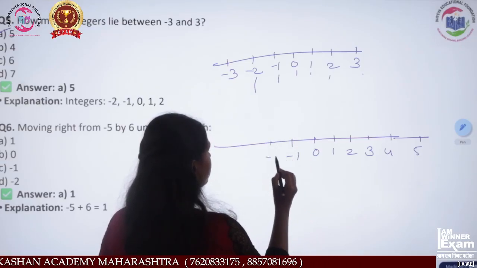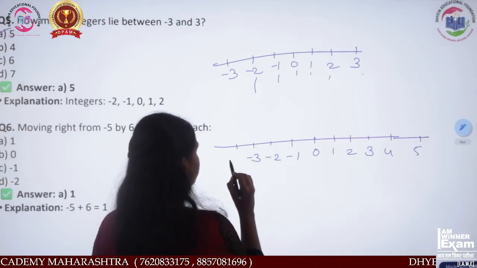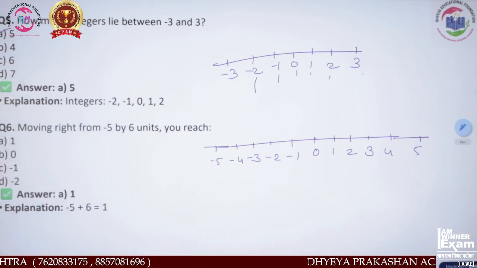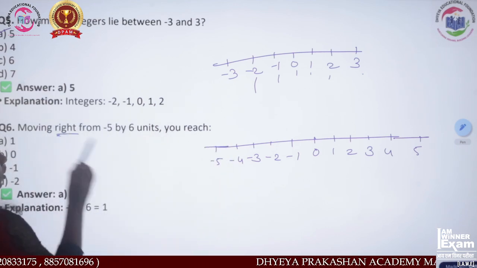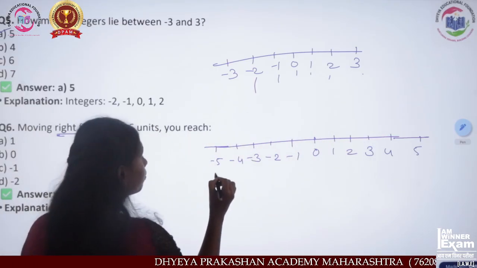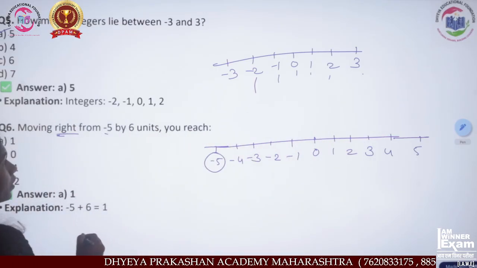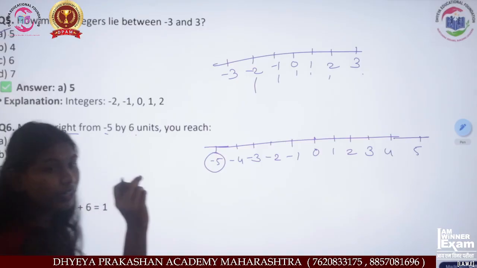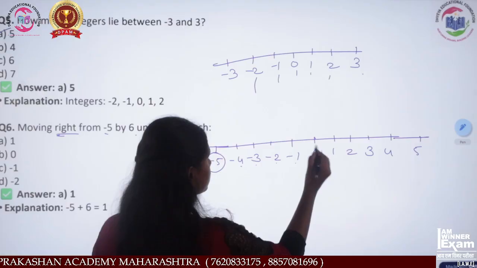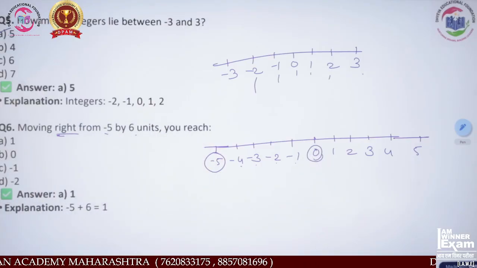Minus 1, minus 2, minus 3, minus 4, minus 5. So now moving right. Now you have to move to the right from minus 5, by 6 units. So moving first, second, third, fourth, sixth unit. Okay, 6 units.